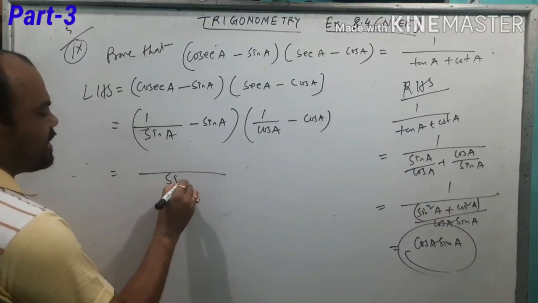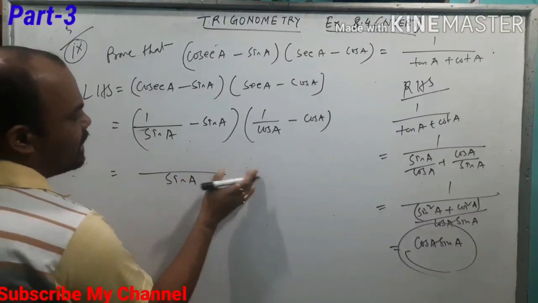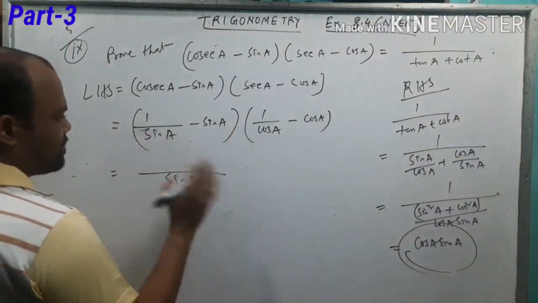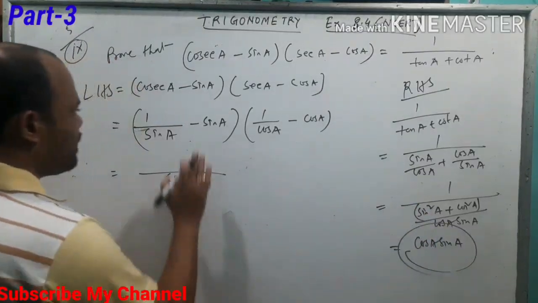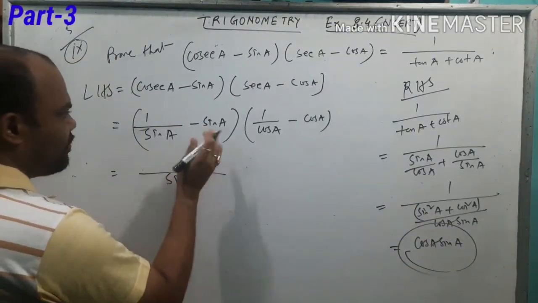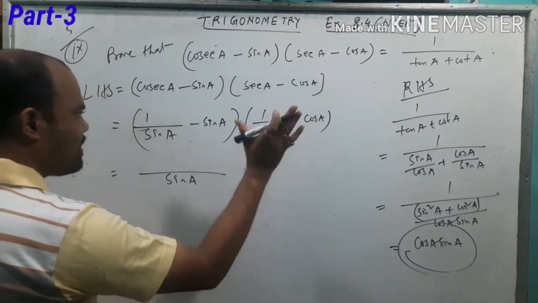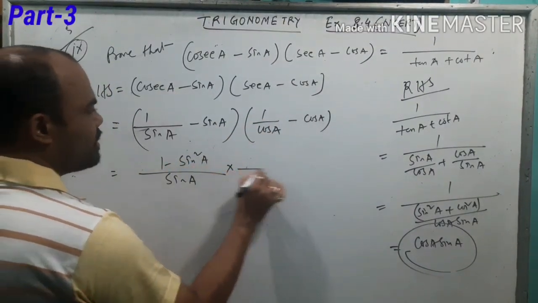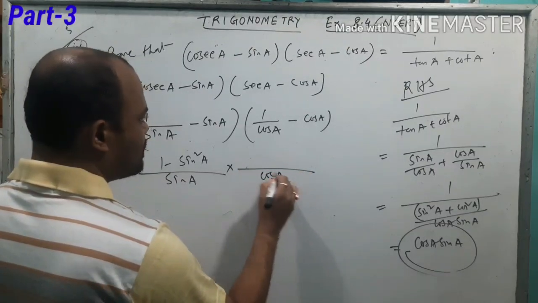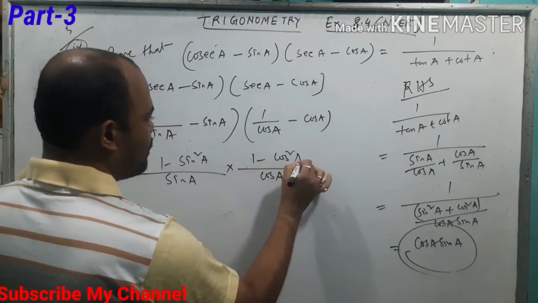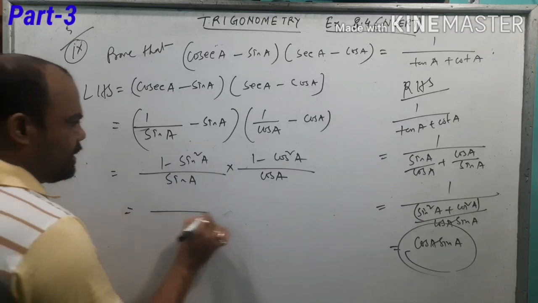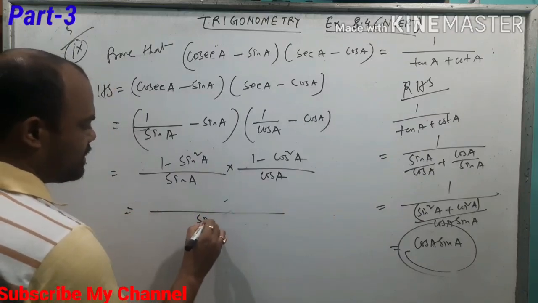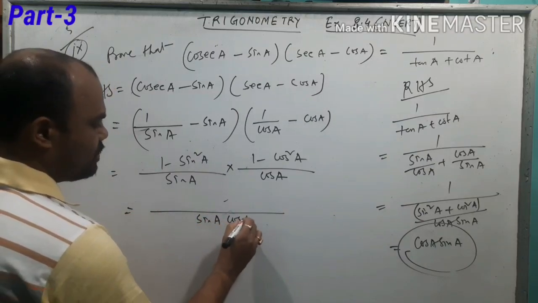What is the LCM? Take the LCM here. Another thing you can do, you can multiply the terms, then you will also get this result. It will be easier to take the LCM for the first term and the LCM for the second term. Sin a, so it will be 1 minus sin square a, into, here the LCM is cos a, 1 minus cos square a. See here, it is sin a into cos a.